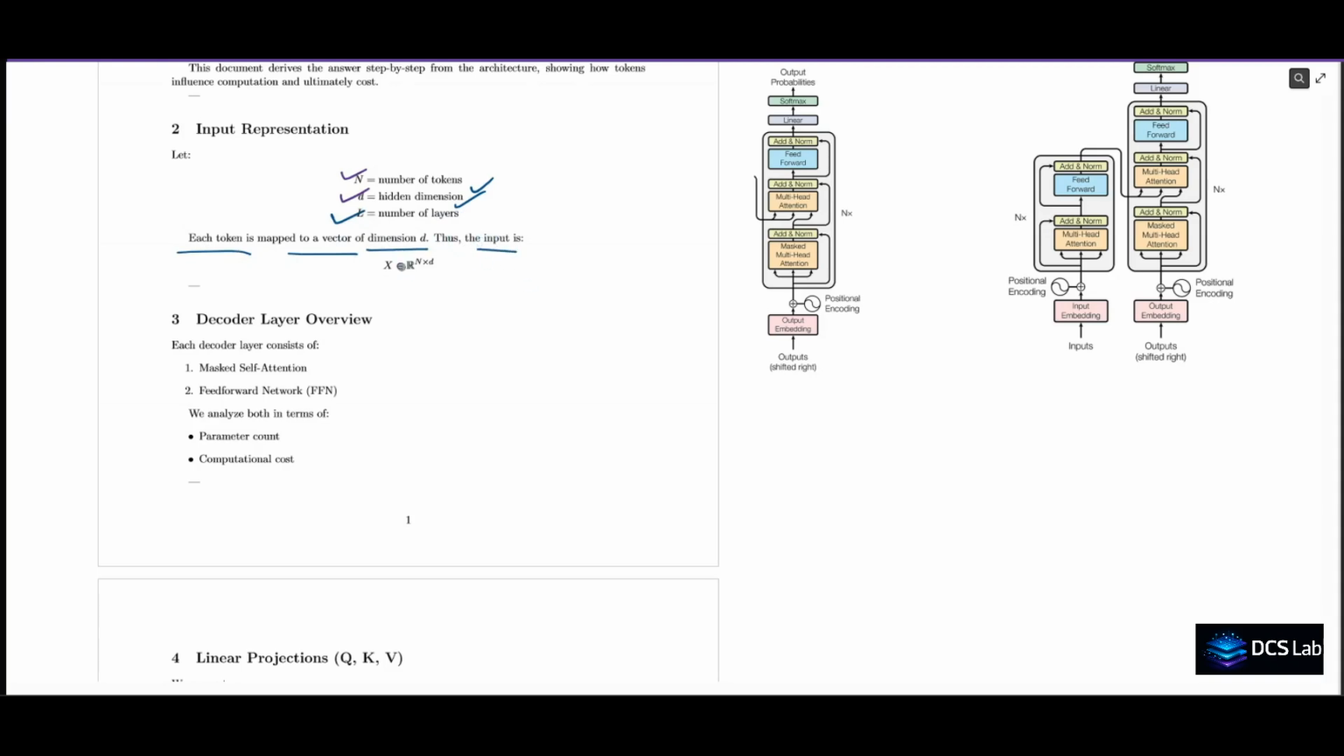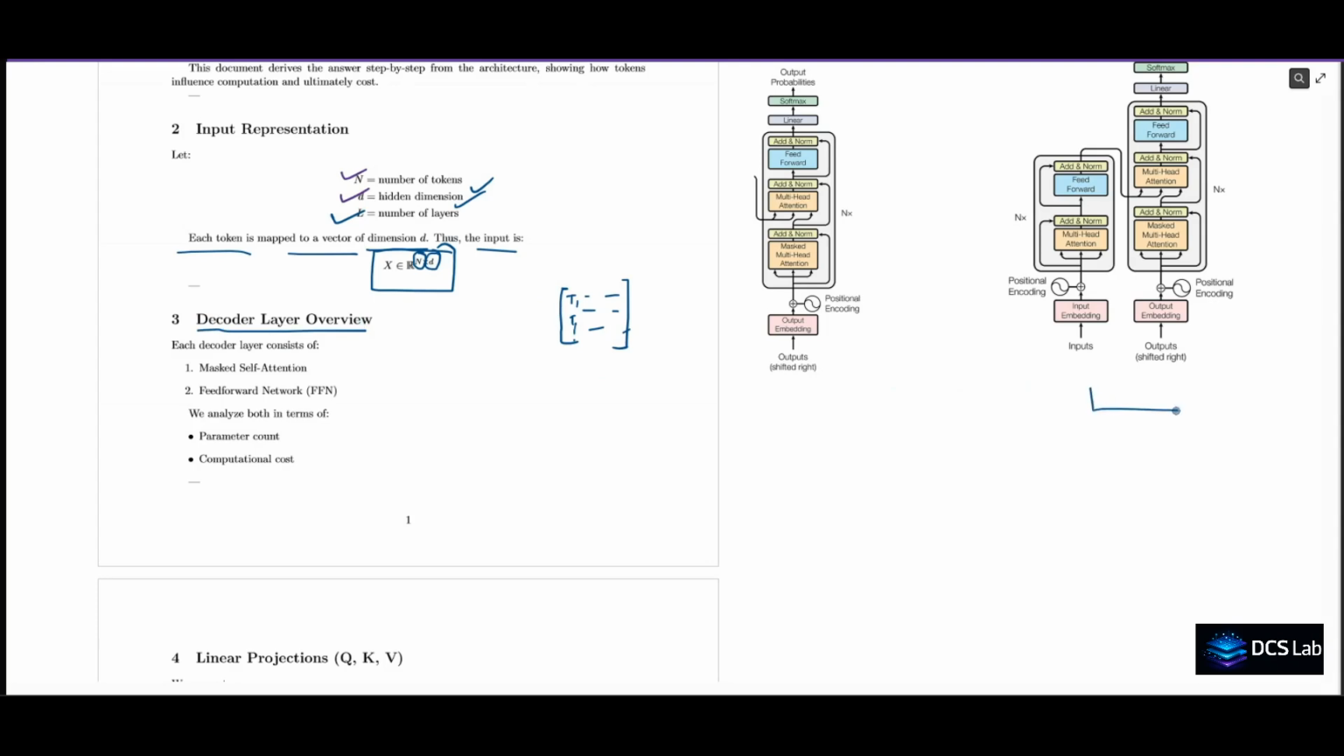Thus the input is X belongs to R^(n×d). I hope you understand: n is the number of tokens, and each token is of dimension d. You stack all the tokens together, T1, T2, all these tokens. So what do you get? N cross d.